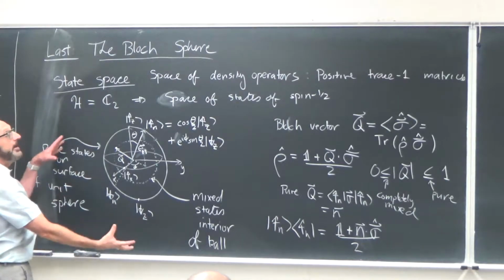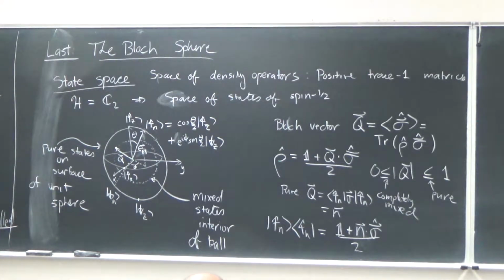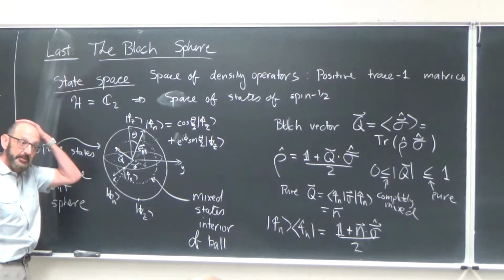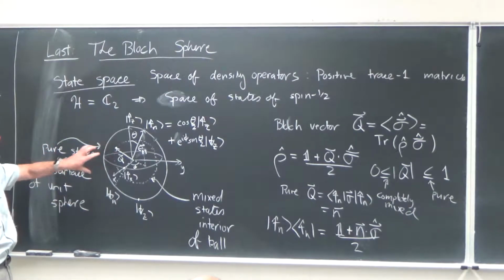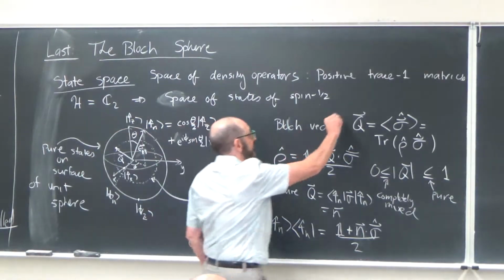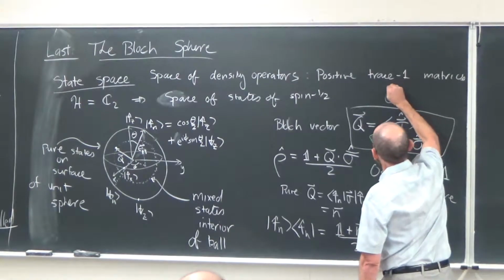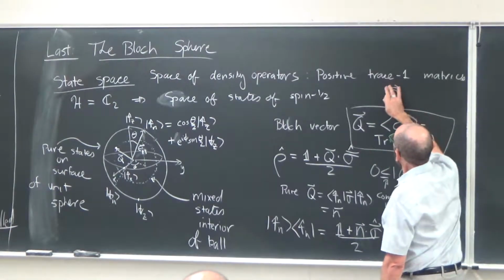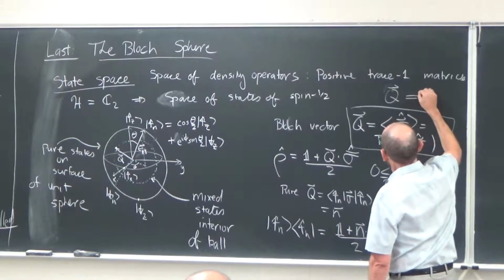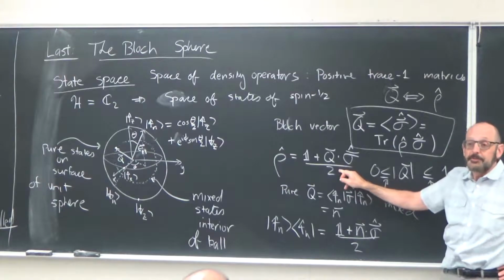The states interior to the sphere are the mixed states. And the degree of mixedness depends on how close I am to the origin. Okay? So every point in this ball is specified by a vector. That vector is the Bloch vector. So there is a one-to-one relationship. You give me the Bloch vector, I can tell you the state, and vice versa. They are related in this way.